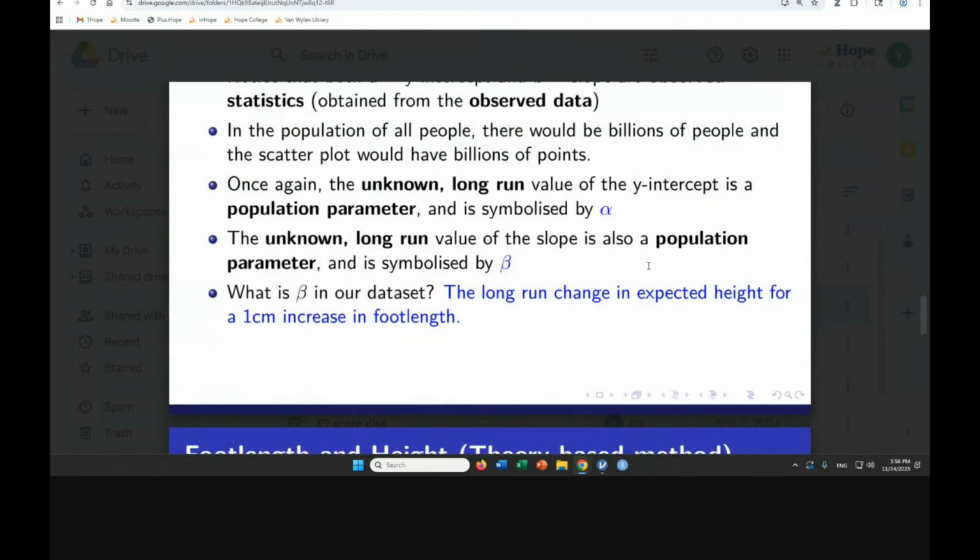All right? Long run change in expected height for a 1 centimeter increase in foot length. That's beta. Notice again, it's words. I don't know what beta is. I can describe it, but I don't know what it is exactly because it belongs to the population. This is one of the more difficult concepts for students to get, I admit.